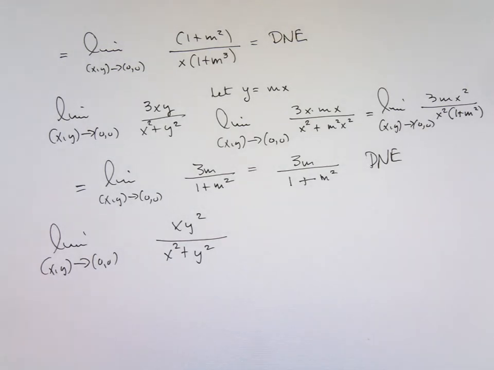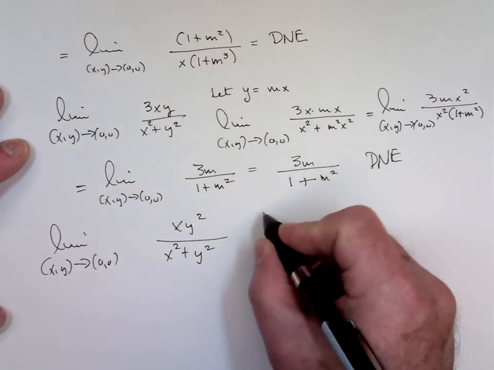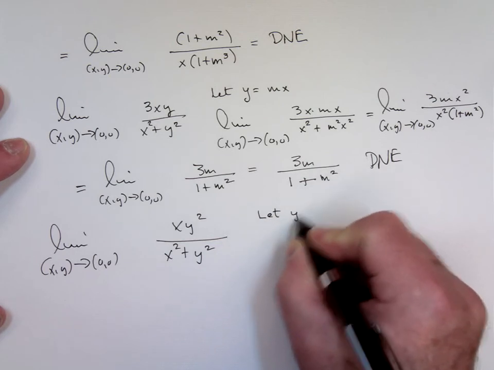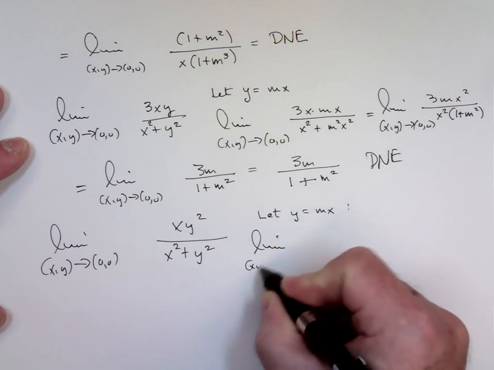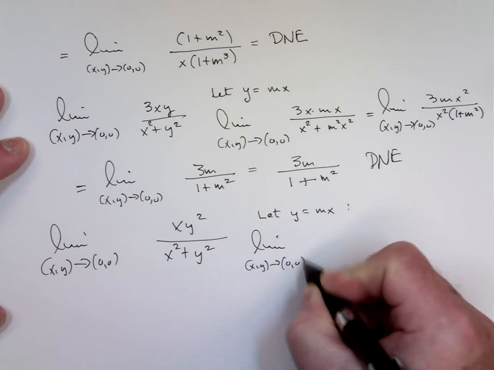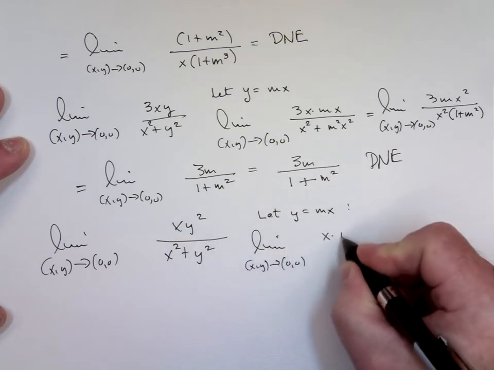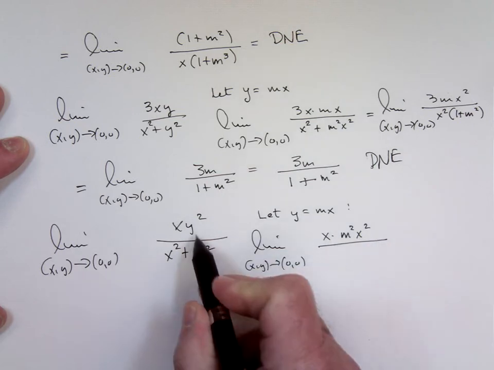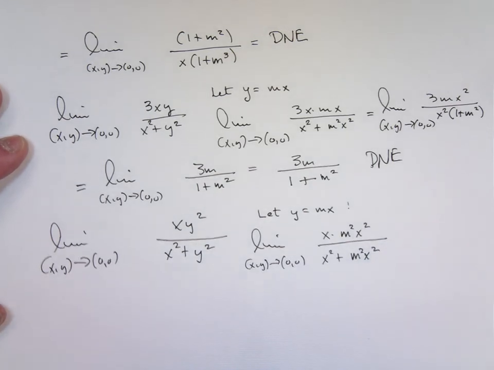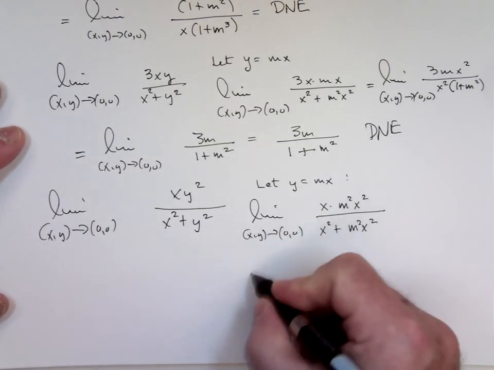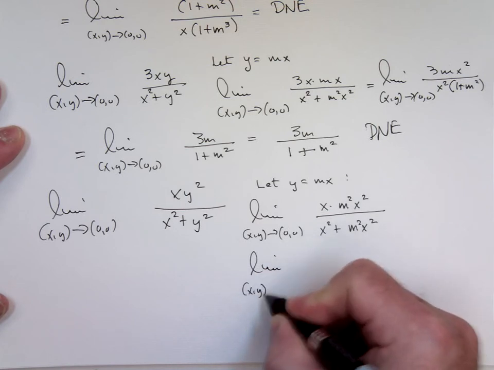The thing to do is look at the numerator and denominator. Where's the numerator going? 0. And where's the denominator going? 0. Thank you. We got 0 over 0. So let's take our linear paths. Let's let y equals mx. Okay, let's see what we get. x times m squared x squared over x squared plus m squared x squared. That's the limit as (x, y) approaches 0, 0.